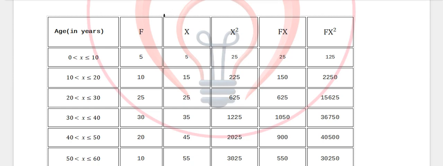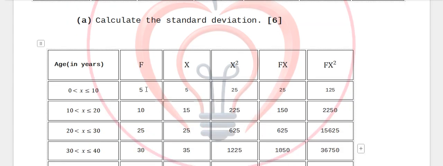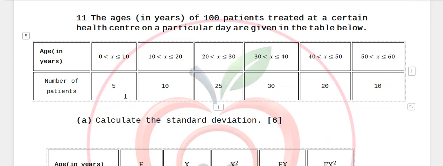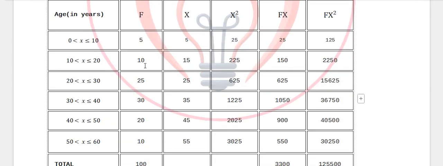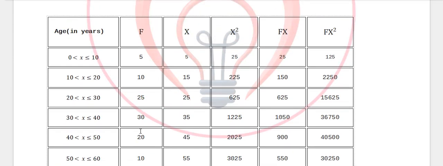So let's begin by first finding f. How do we find the f? It is just the number of patients. Just use all these and align them straight. So it is 5, 10, 25, 30, 20, 10, and once you add them all together, they will give you this total, 100. I will show you where this comes in later on.